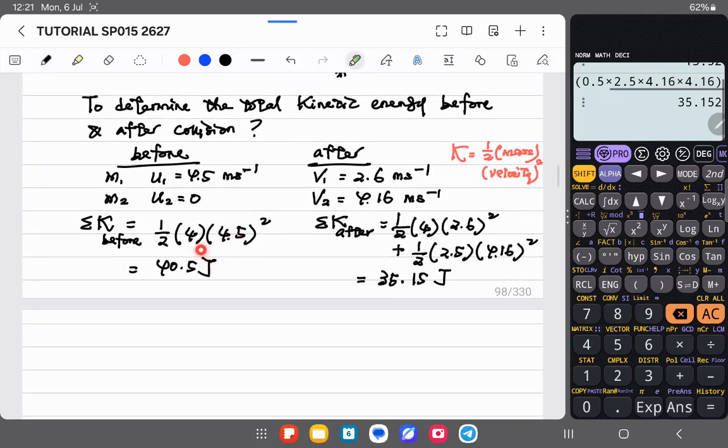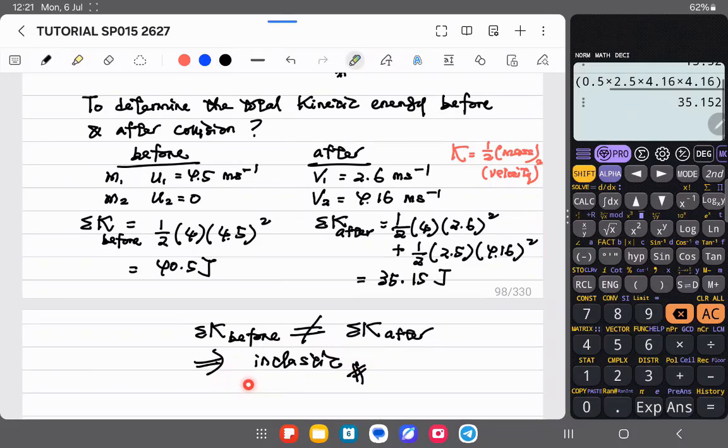So if we compare the total kinetic energy before collision and after collision, we will find out that the total kinetic energy before collision is not equal to the total kinetic energy after collision. So this is telling us that the collision is inelastic. Okay, so we can draw a conclusion, the collision is inelastic.